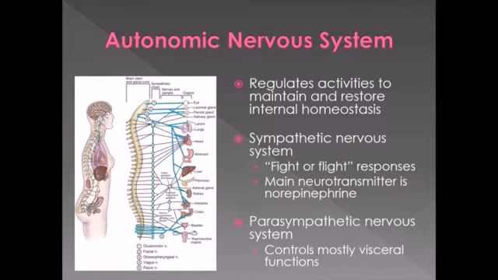The autonomic nervous system regulates activities to maintain and restore internal homeostasis. So when you have that fight or flight response and your heart rate goes up and everything's all stimulated, you can't stay like that forever. Okay, so you have the counterbalance that brings you back down. Okay, the sympathetic and the parasympathetic. Okay, and that mostly uses your norepinephrine.